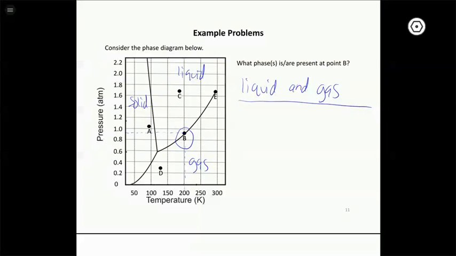So when you go to the liquid-gas line, you can predict the boiling point at any pressure by finding where it intersects that line. That's the liquid-gas line, so both phases exist under those conditions.